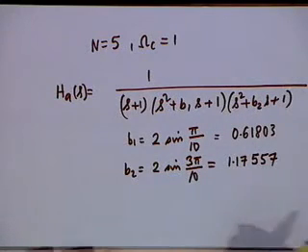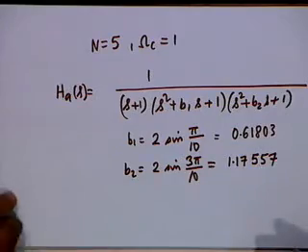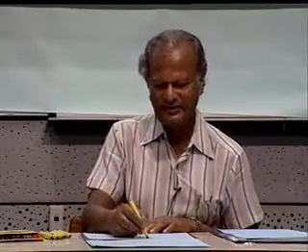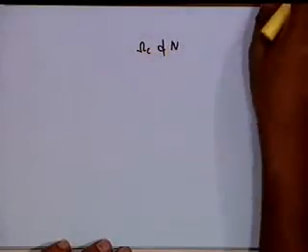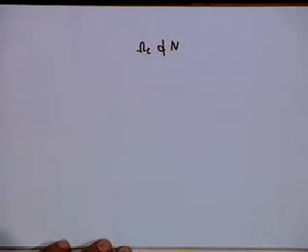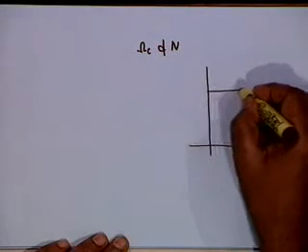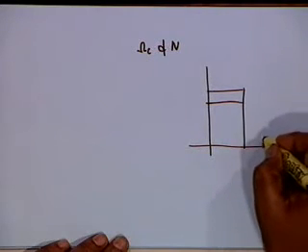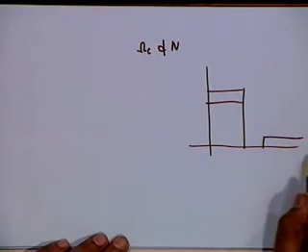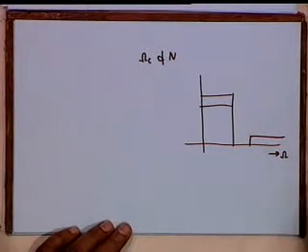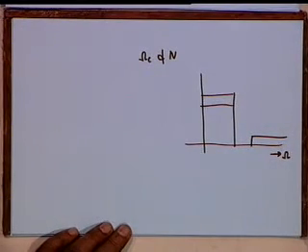Now, how does one determine N? How does one determine the order? You see, the two things that are needed for a Butterworth filter are omega c and N. Suppose omega c, the 3 dB frequency, is given, you have to find the order. How do you do that? You look at the characteristic. What is the extreme end? Where does it go? Infinity.